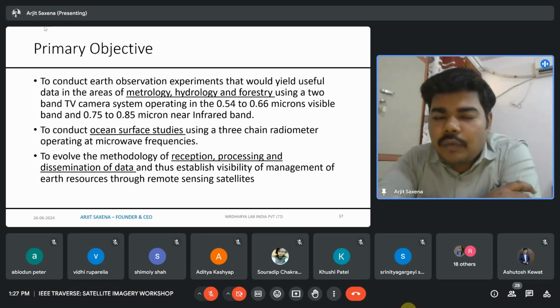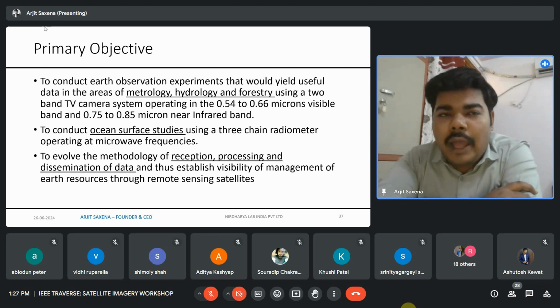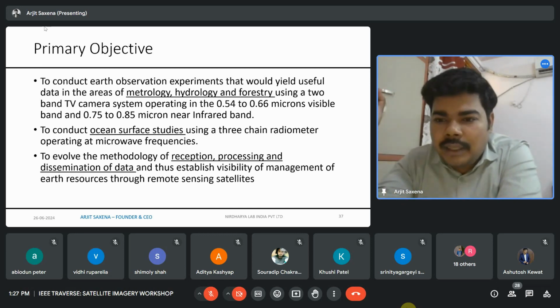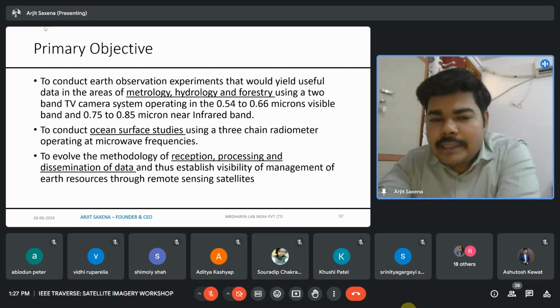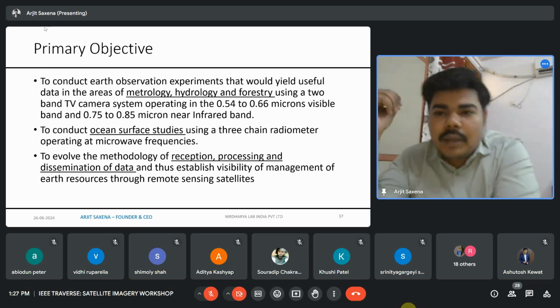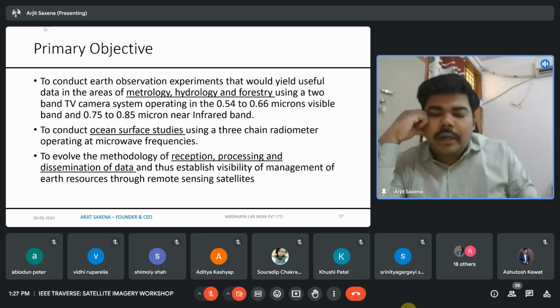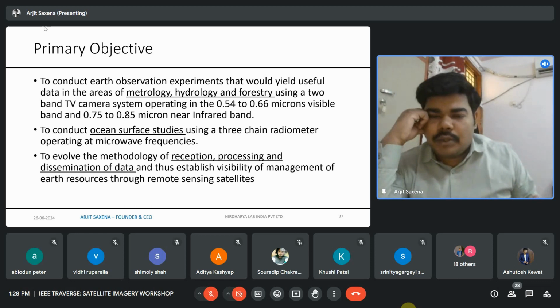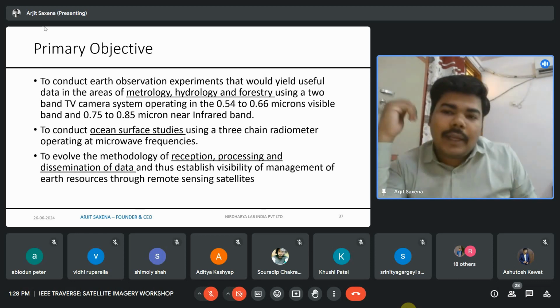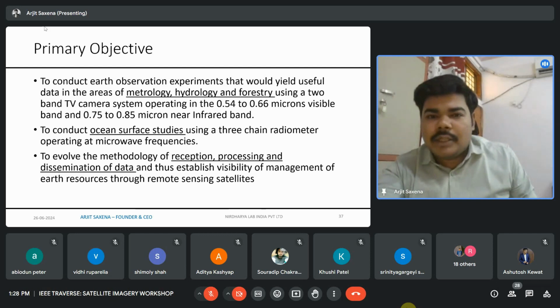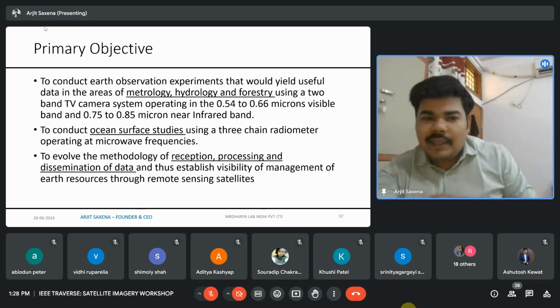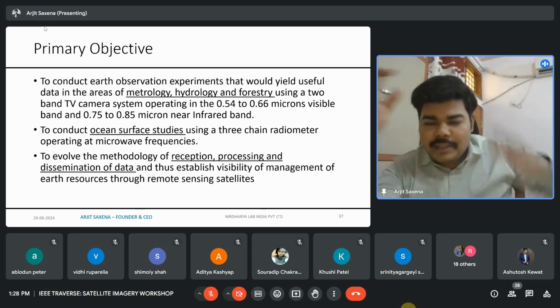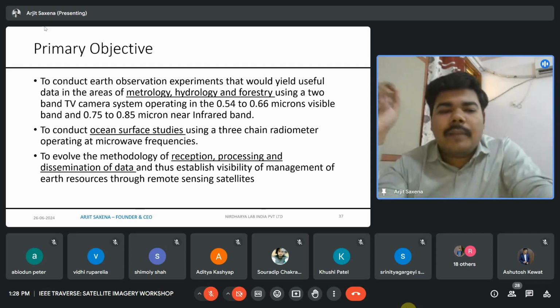Now the second objective was to conduct ocean surface study, because as a developing nation, we want to have our navy. We want to have some water deals, like export and import deals. For this there is a very important need to study the surface of the oceans, because if we have information about the oceans, then only we can tell other nations that the way is clear, this is our boundary, this is our atlas. So this is very important.